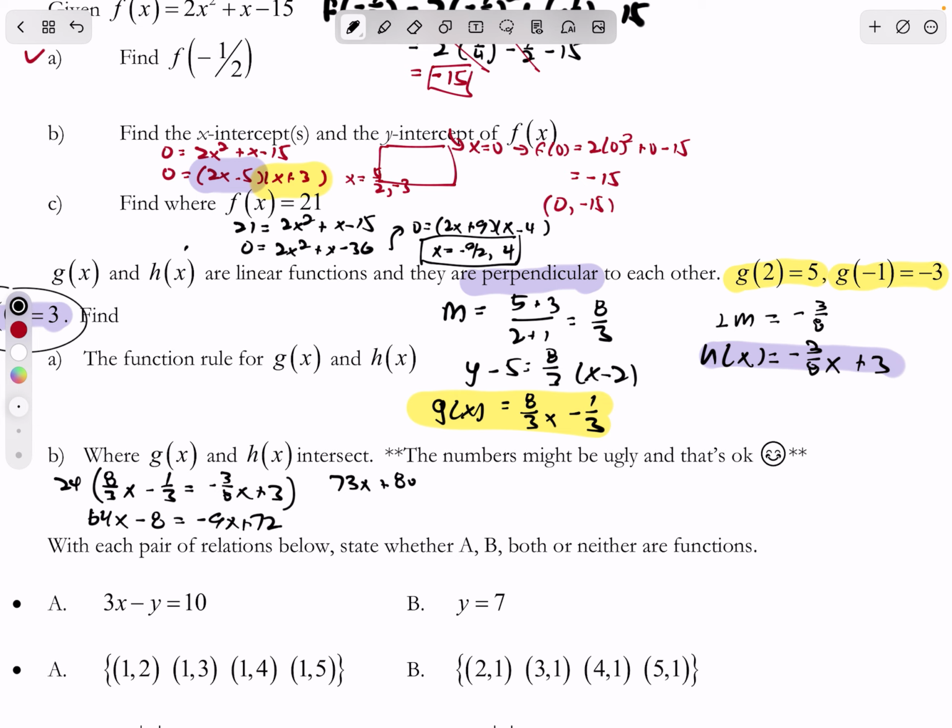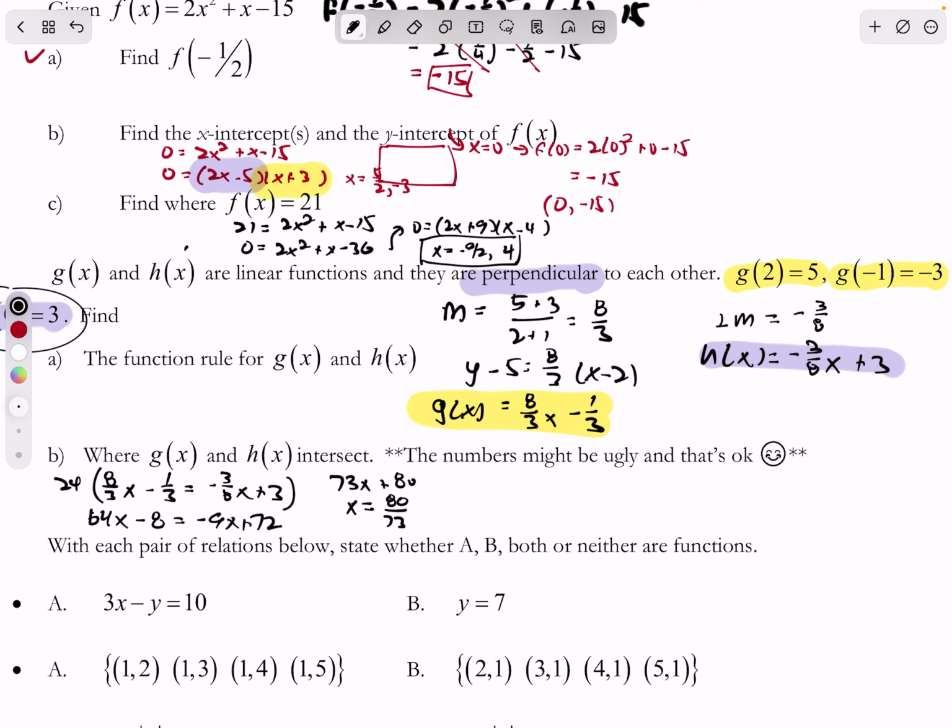Okay, so x is 80 over 73. If you see an error in my math, maybe put it in the comments or let anyone else know who's watching this video. We got the x value. When you want to know where lines intersect, we need an x and a y. So I can plug this x value into either function. I'm going to pick h of x because it just looks a little more manageable to me.